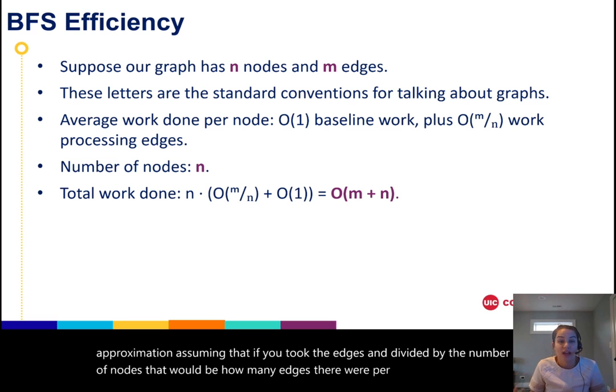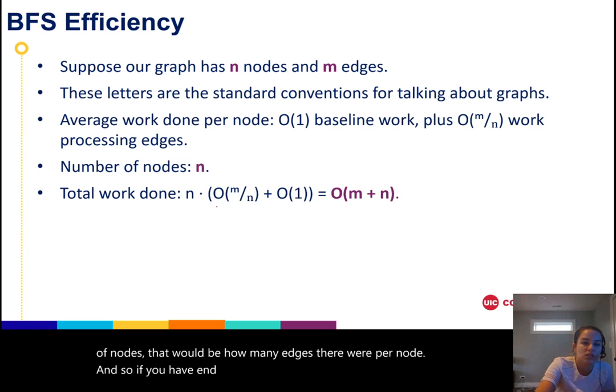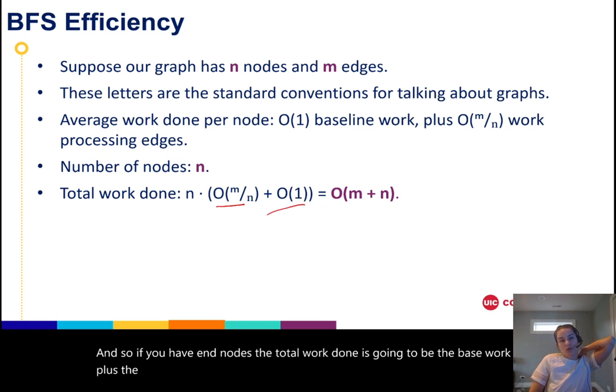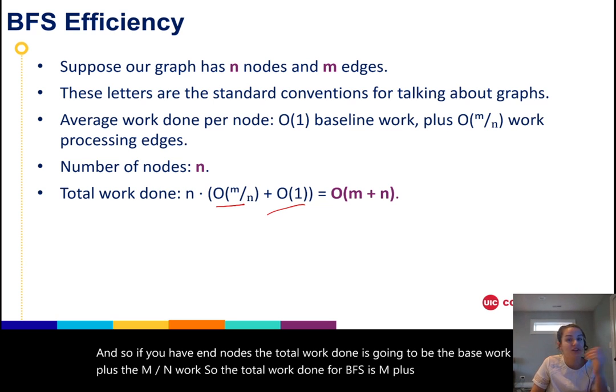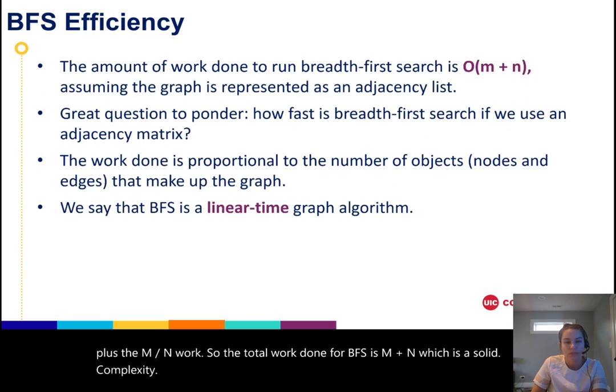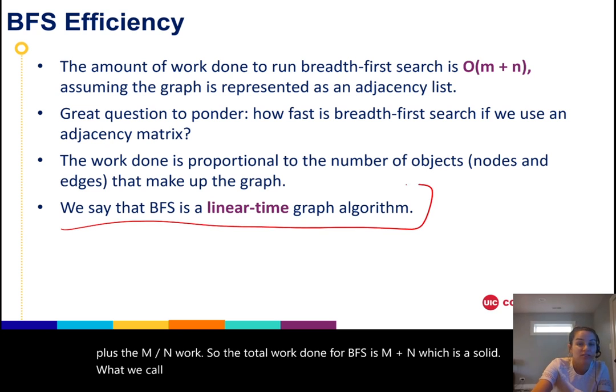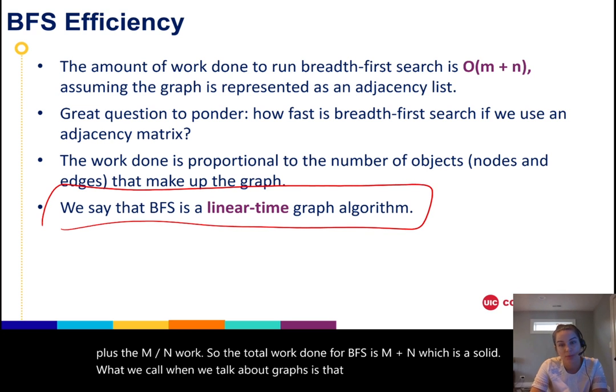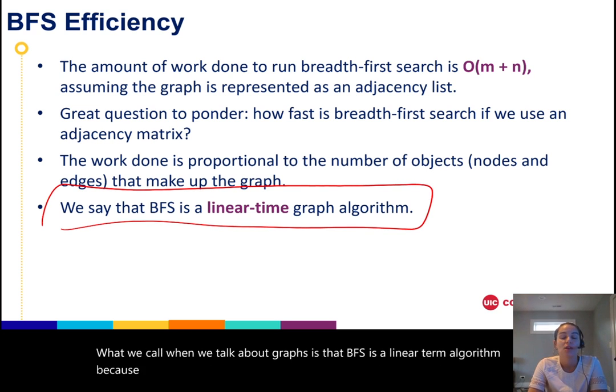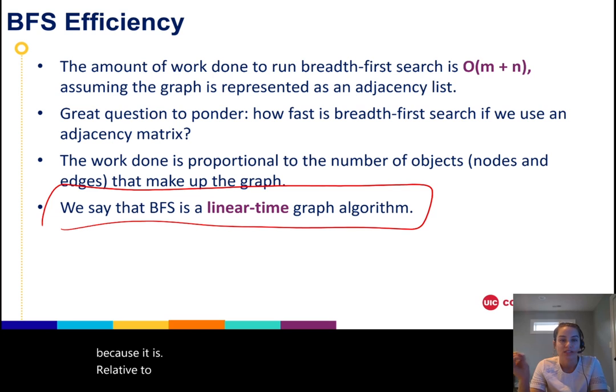And so if you have n nodes, the total work done is going to be the base work plus the m over n work. So the total work done for BFS is m plus n, which is a solid complexity. What we call when we talk about graphs is that BFS is a linear time algorithm because it is relative to m plus n.